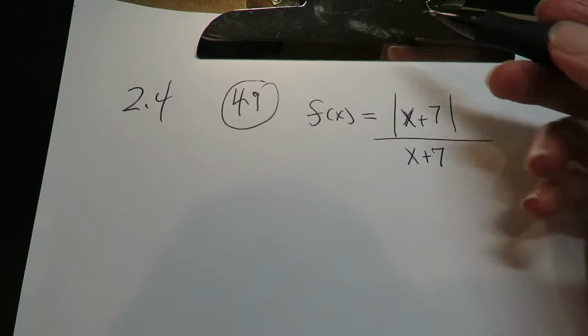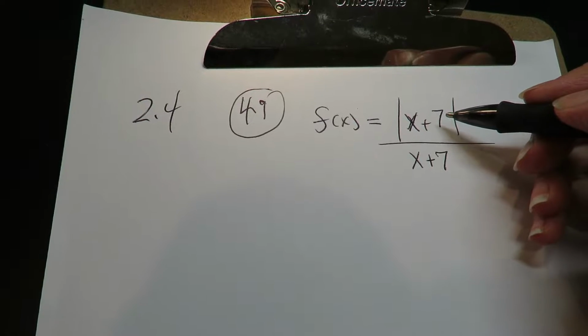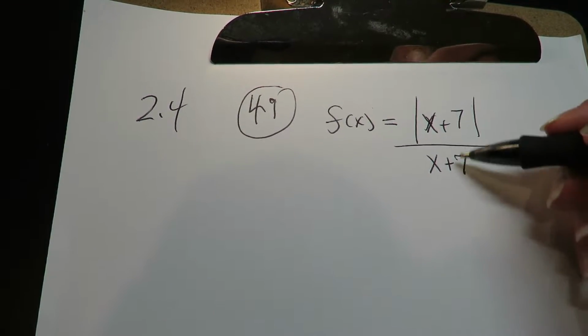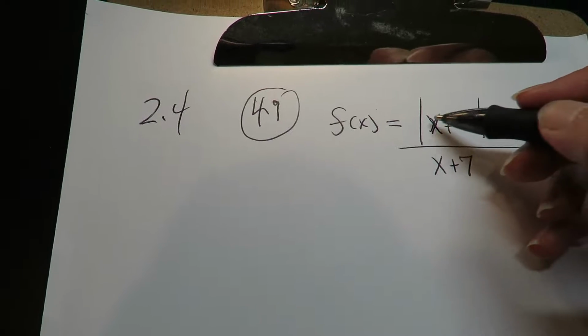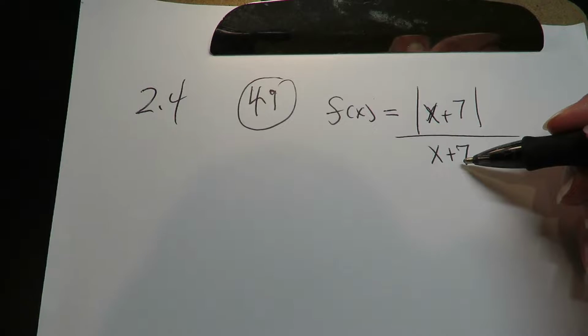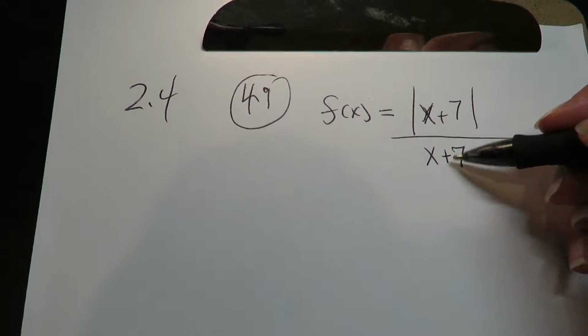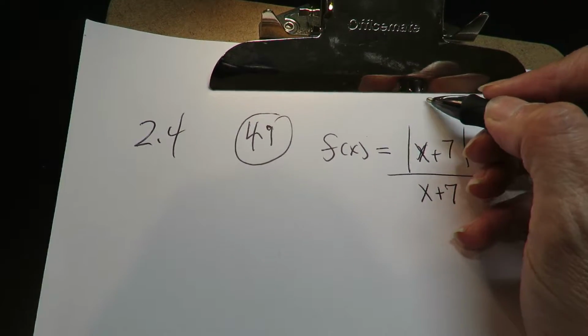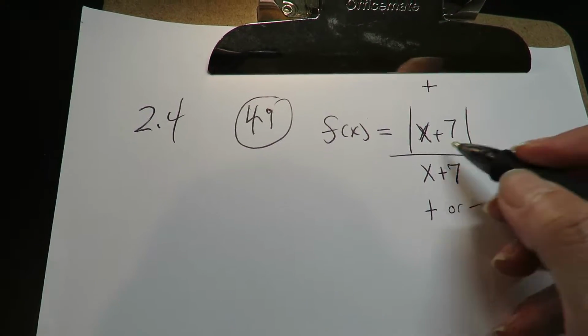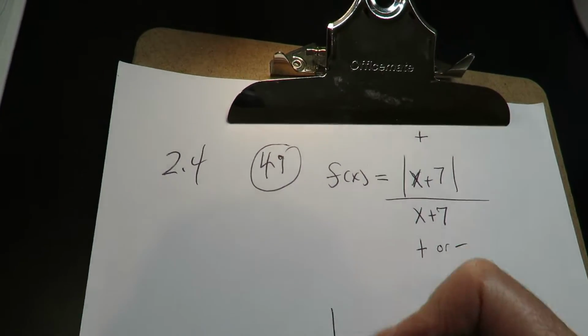So the first thing I want you to notice is that it's x plus 7 over x plus 7. So it's the same expression over the same expression here. If you have the same thing over the same thing, that's going to have a ratio of 1. Now, the numerator is always going to be positive because of the absolute value. The denominator is going to be positive or negative because it doesn't have the absolute value.